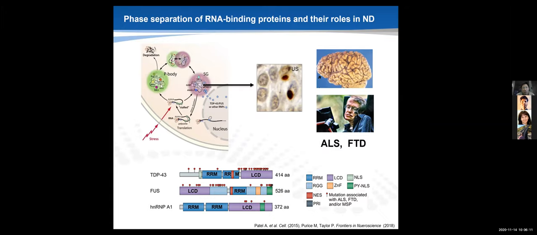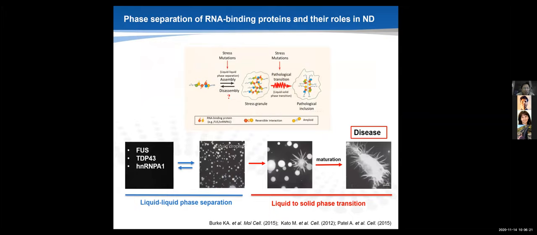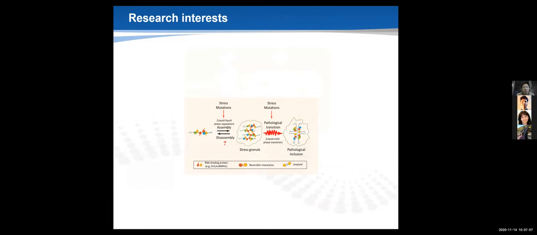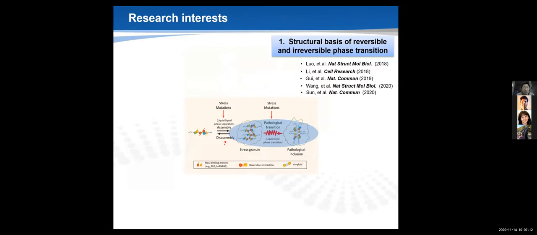Today I'm going to focus on the FUS protein and its role in ALS. Under normal conditions, this RNA binding protein, as I mentioned, can condense into stress granules, and this process is reversible. But under disease conditions, it can further condense into pathological inclusions. All three RNA binding proteins, in vitro by themselves, can spontaneously form highly dynamic liquid-like droplets. This state can spontaneously undergo a liquid to solid phase transition and form amyloid fibrillar-like structures. And this state is closely related to the disease. As I mentioned, one of my major research interests is to study the structural basis of this reversible phase transition and also this irreversible phase transition.